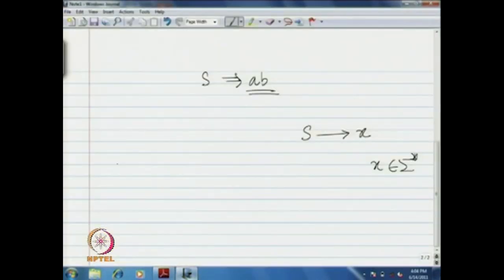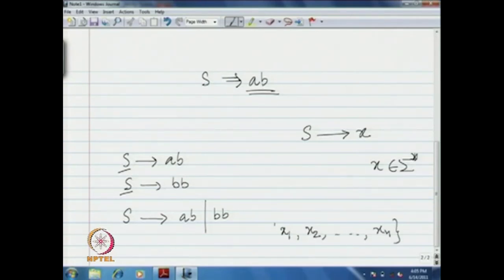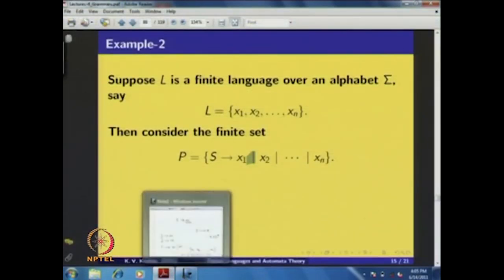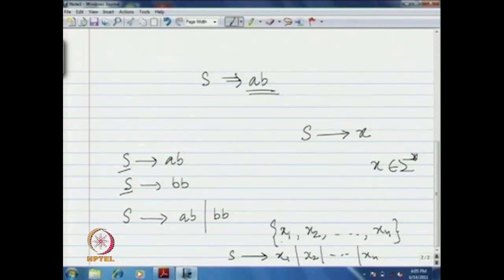So, the notation we are introducing here is this: in the earlier case, S goes to AA was one production rule, S goes to BB was one production rule. Instead of writing two rules separately, when the non-terminal symbol on the left side is S in both, we may write it as S goes to AA or BB. This is how we read it. And in the present context, when you have finitely many strings x 1, x 2, up to x n, the finite language, by considering the production rules S gives x 1, R x 2 and so on R x n, there are n rules, we can generate the language x 1, x 2, x n.